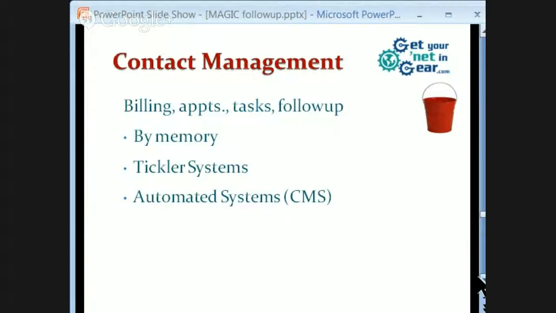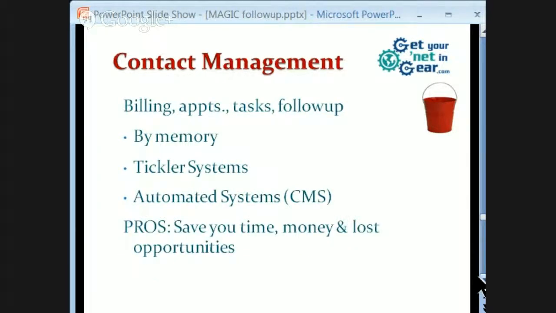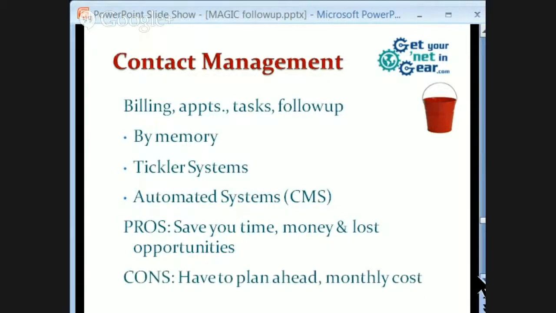These automated systems are called CMS, or contact management systems, and there's a variety out there. Pros: it saves you time, money, and lost opportunities. Again, if you're missing opportunities because you forgot to follow up on a call or forgot to send a reminder that you have a new product to your potential or even existing clients, that's going to be costing you money. So how can we salvage that by having a really effective contact management system?